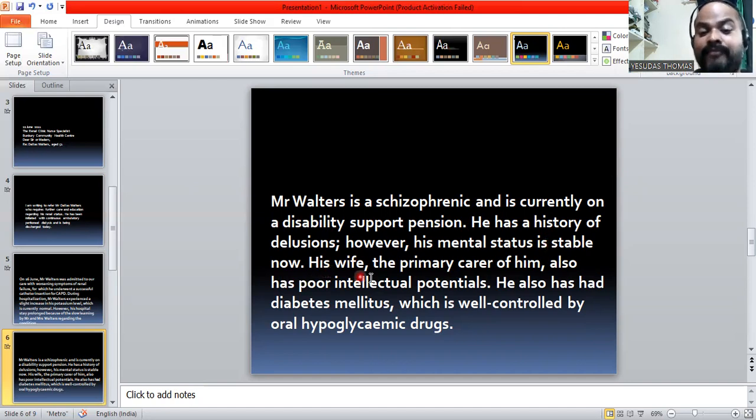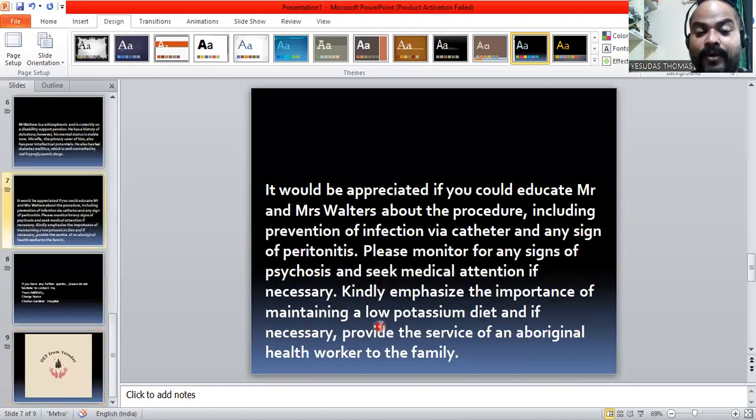His wife, the primary carer of him, also has poor intellectual potentials. The ability to grasp information or knowledge is low for Mrs. Waters, who is the primary carer for Mr. Waters. He also had diabetes mellitus, which is well controlled by oral hypoglycemic drugs. Now he is diabetic, and that condition is managed by oral hypoglycemic drugs.